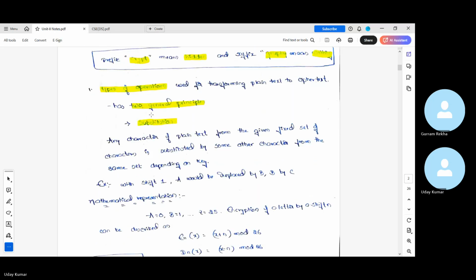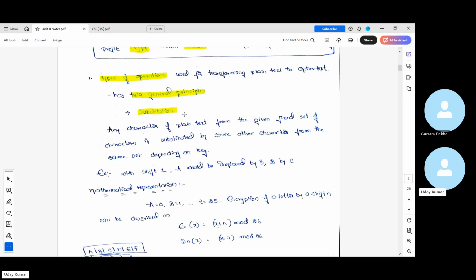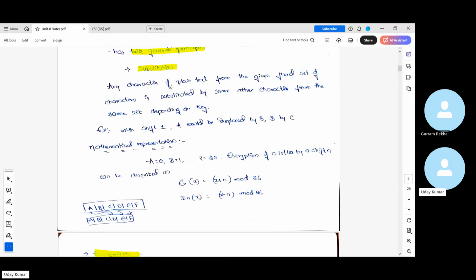What are they? The first one is the types of operations used for transforming the plain text to ciphertext, and it has two general principles. One is substitution. So what is substitution? Any character in the plain text from a given fixed set of characters is substituted with another character from the same set depending upon the key. Suppose we say, like a shift of 1, A would be replaced by B and B would be replaced by C.